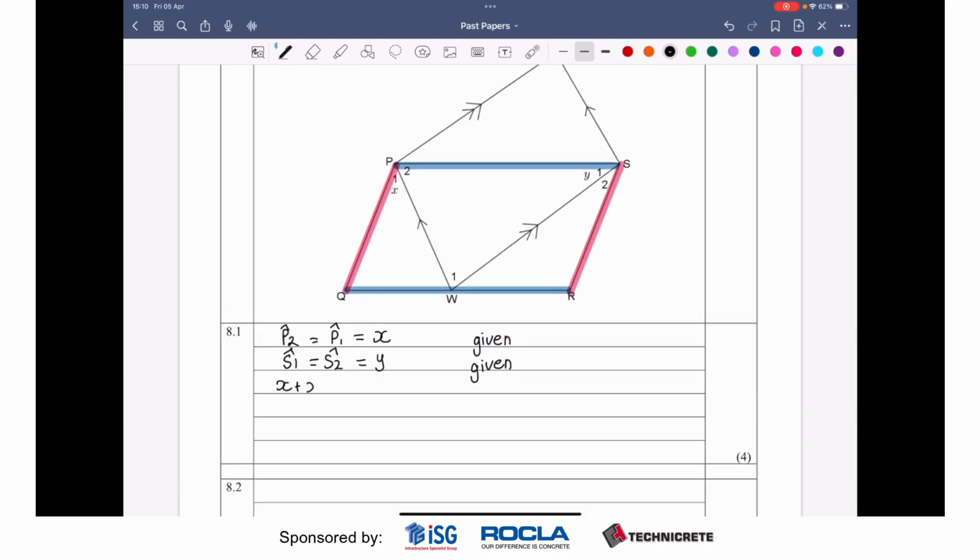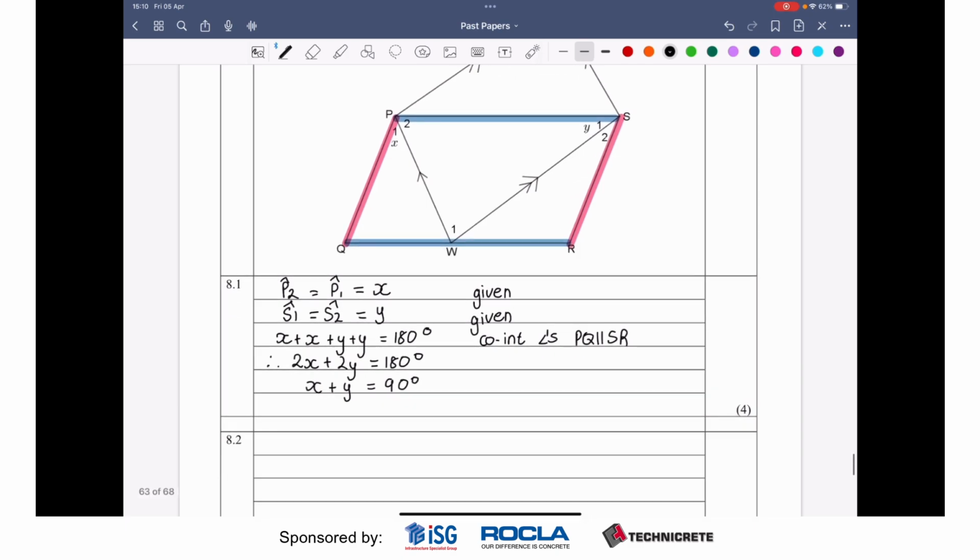So x plus y equals 180 degrees, co-interior angles, and PQ parallel SR, and I'm just adding up like terms, so 2x plus 2y equals 180 degrees, and I can divide everything by 2, so x plus y is equal to 90 degrees.